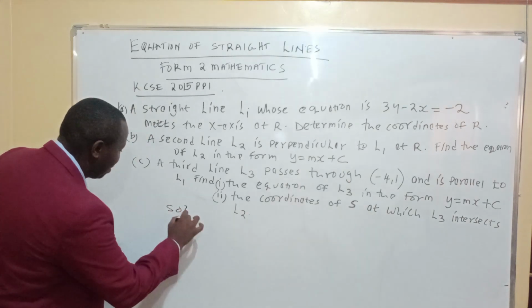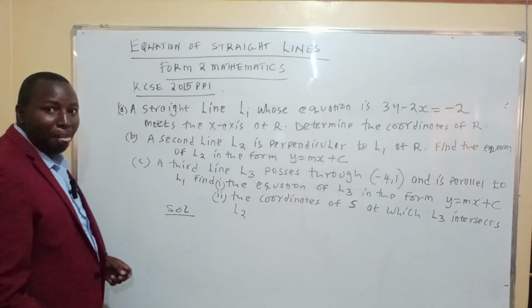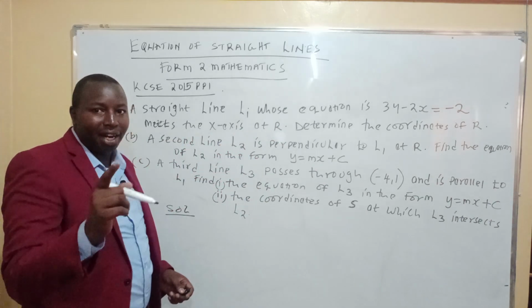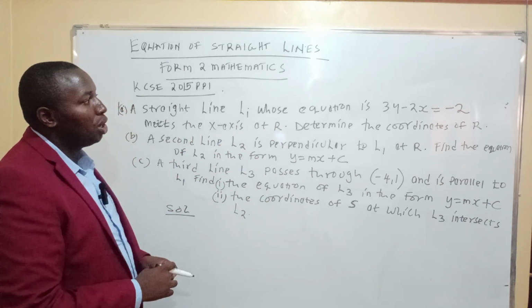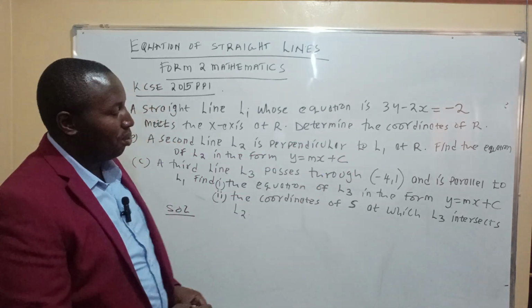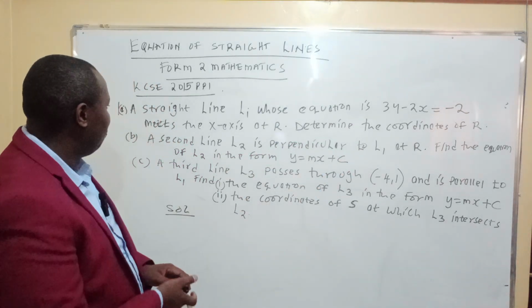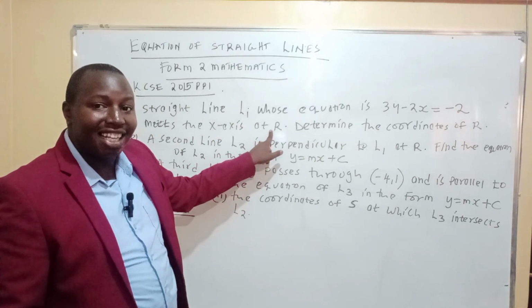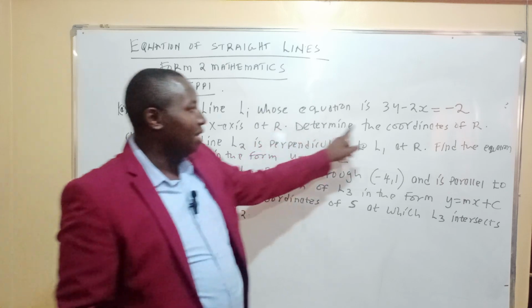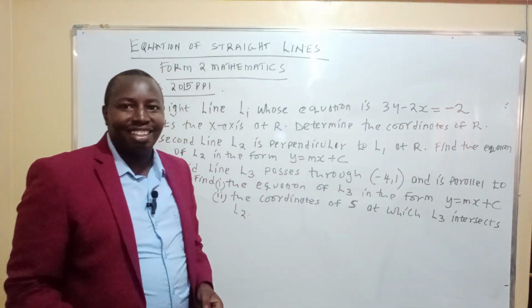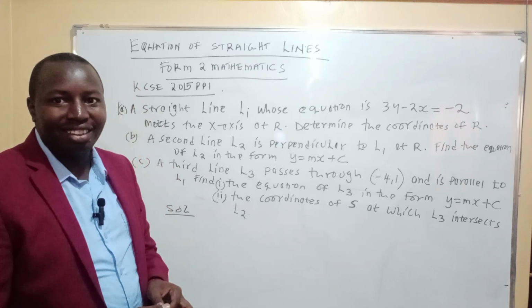Now, this is the question. A straight line R1, whose equation is 3y minus 2x equals minus 2, meets the x-axis at R. Determine the coordinates of R. 3 marks.